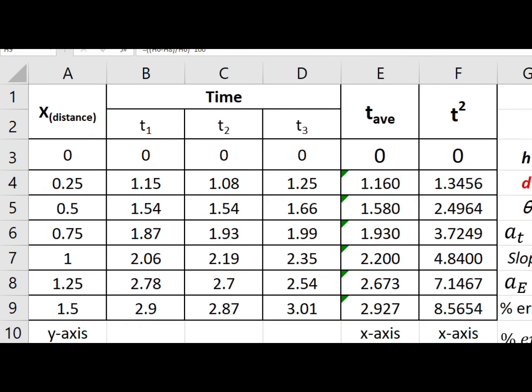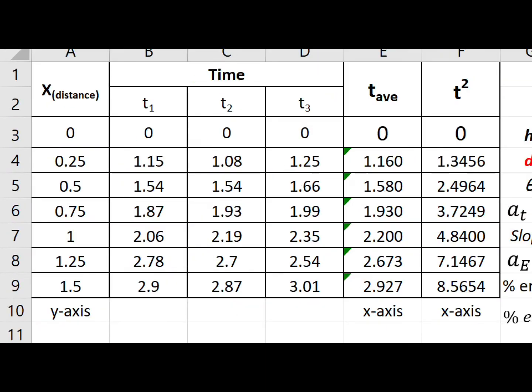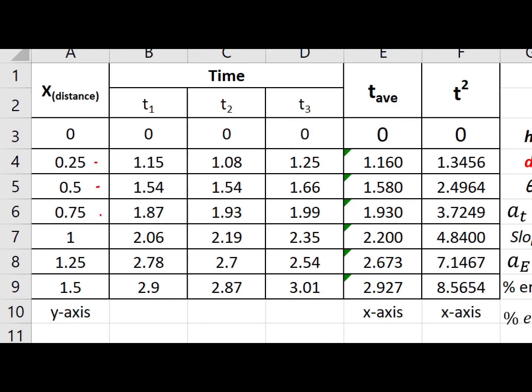Last time you were performing an experiment and getting data, measuring distances, and then getting the time by which the ball rolls downward and reaches points like 0.25, 0.5 meters, 0.75 meters, 1 meter, 1.25 meters, and 1.5 meters. You were getting the time at those distances, and you were doing it three times. So that is trial 1, trial 2, and trial 3. You were computing for the average, and then also computing for the square of the average.